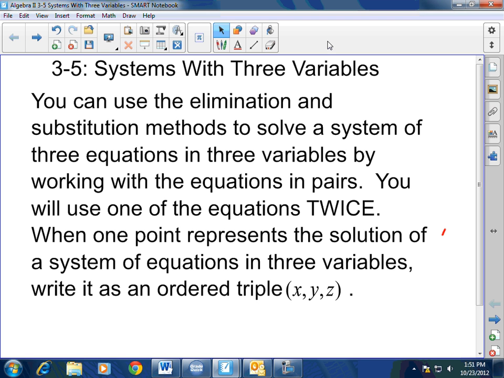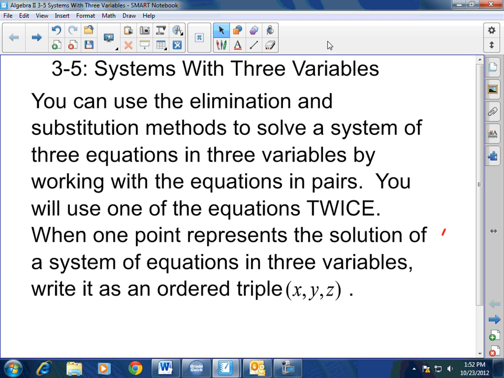We were talking so far, we're learning how to work with systems of inequalities and of equations, but when you have two variables, x and y, nice and easy. Today we're going to be learning how to work with three variables, okay? You can use the elimination and substitution methods to solve a system of three equations in three variables by working with the equations in pairs. I'm going to show you what that means in a second. You will use one of the equations twice.